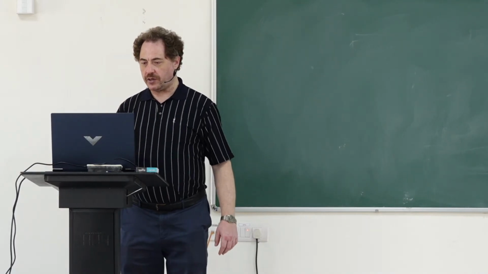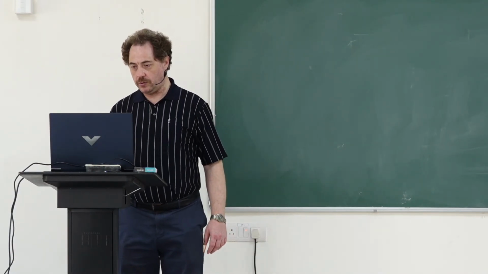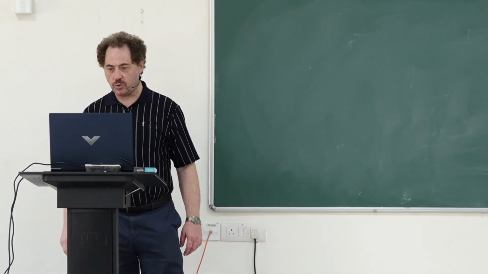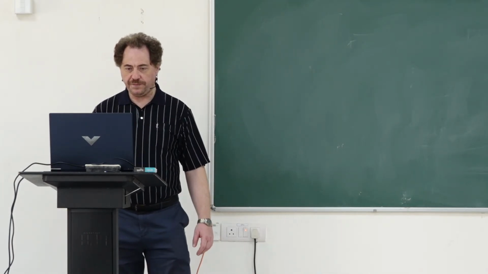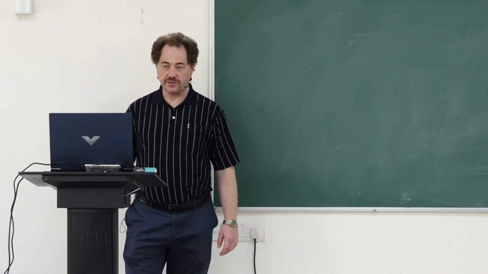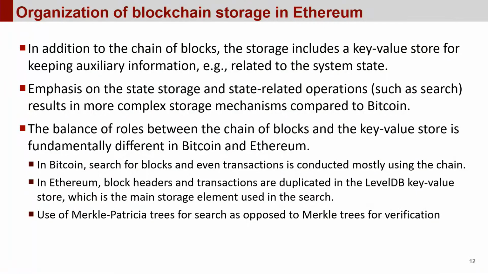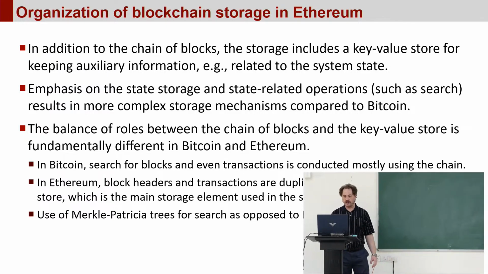Okay, so this was about the conflict resolution rule. The next question we are going to consider is that of blockchain storage and its organization. In Ethereum, we have a chain of blocks which is stored in files on disk, but additionally the storage includes a key value store for keeping auxiliary information related, for example, to the system state. And with emphasis on the state storage and state-related operations, such as searching for the state, this results in more complex storage mechanisms compared to Bitcoin.